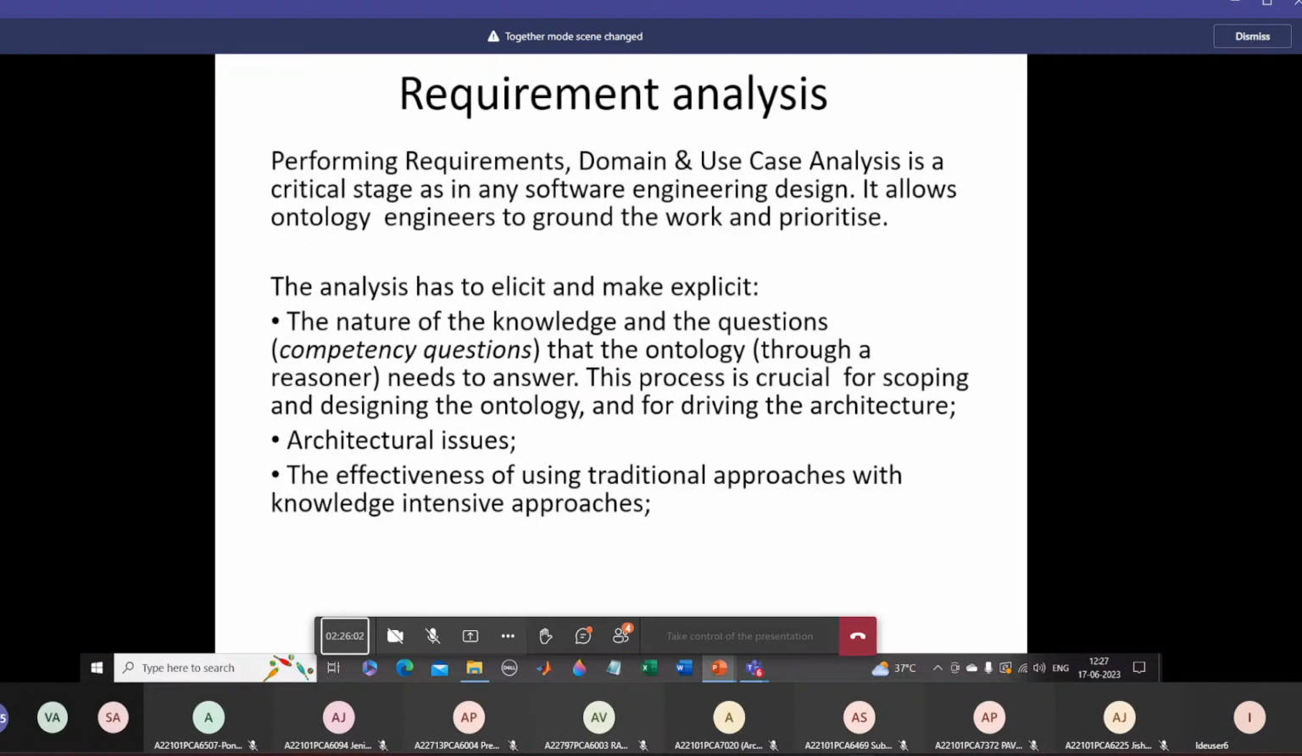Traditional use approach, this is the waterfall model, right? Yes or no? Software development life cycle, traditional model.